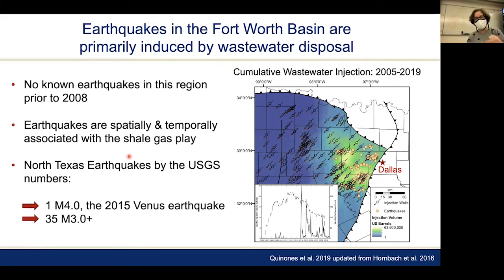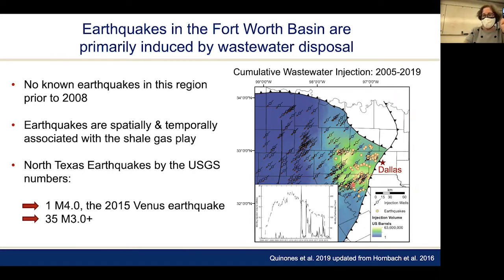So there were no known earthquakes in this region prior to 2008. All the earthquakes are spatially and temporally associated with the shale gas play. And the maximum magnitude we had was a magnitude 4, and this happened back in 2015. So again, it's 7 million people on top of these earthquakes. And so it's really for the best that the largest earthquake we had was a magnitude 4 versus the mid-magnitude 5s that were seen in Oklahoma.